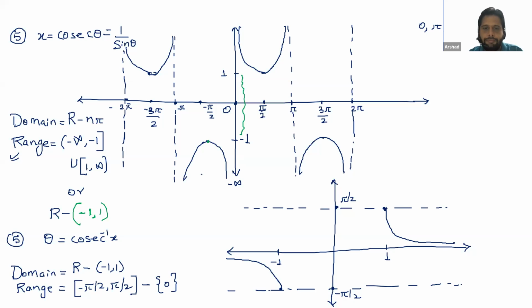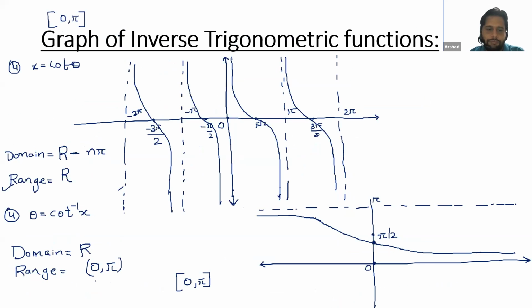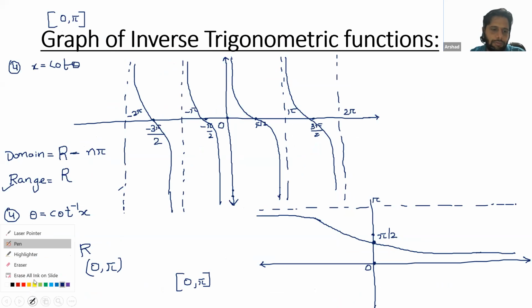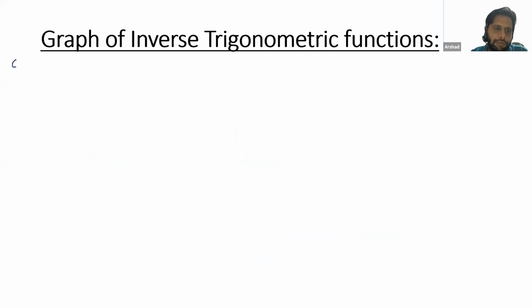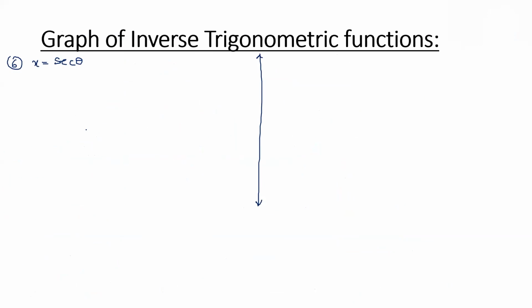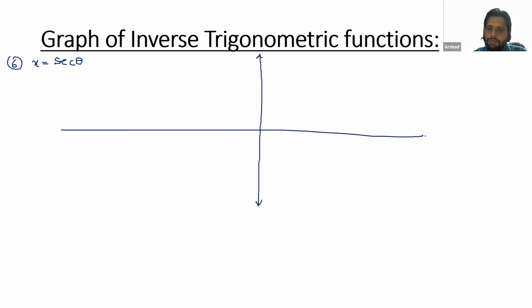Okay, great. Now the last graph is number 6, x is equal to sec theta. Who can tell me for which angle this sec does not exist? So pi by 2, that is 90. Yeah, that's correct. Sec is 1 by cos, and cos is 0 for 90. That's why this does not exist for pi by 2.